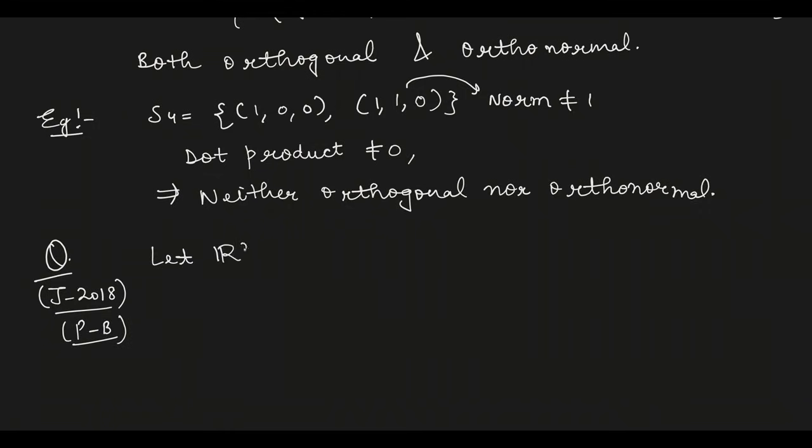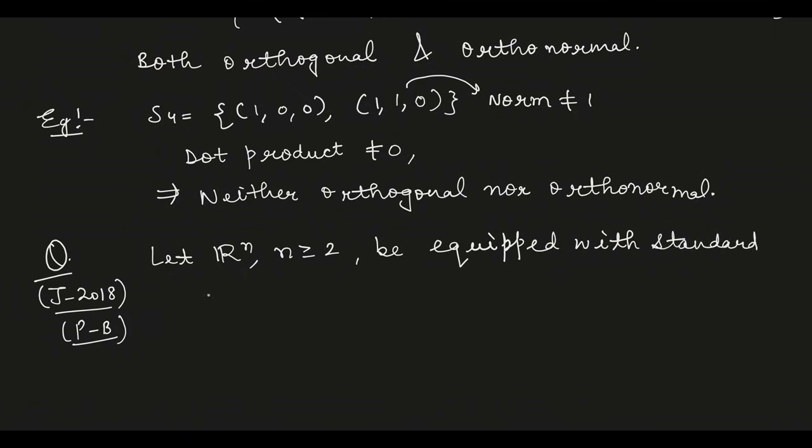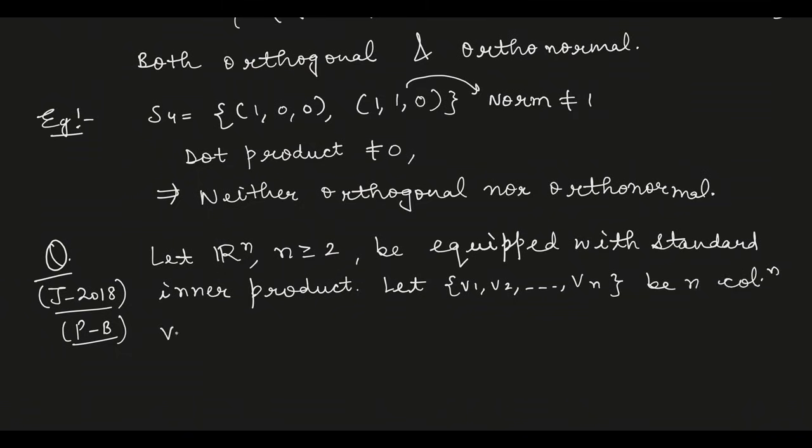Let R n, n greater than or equal to 2, be equipped with the standard inner product. Let v1, v2 and so on till vn be n column vectors forming an orthonormal basis.